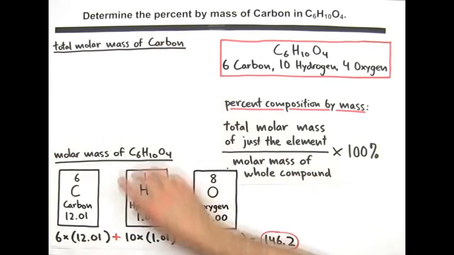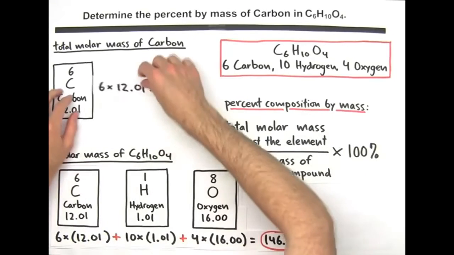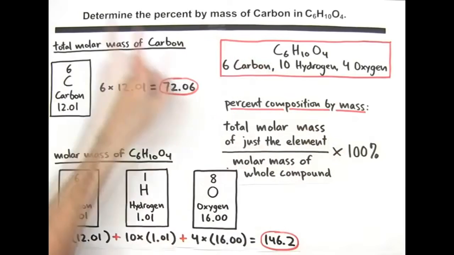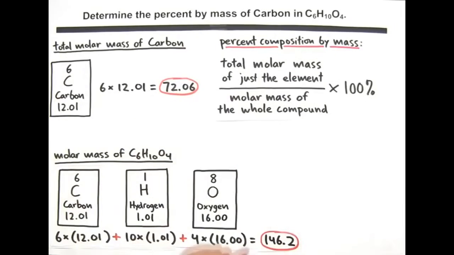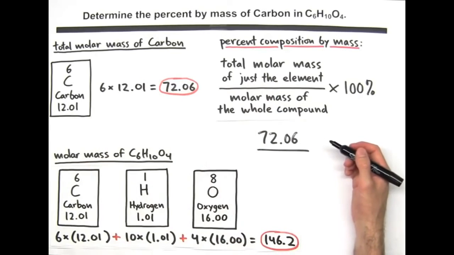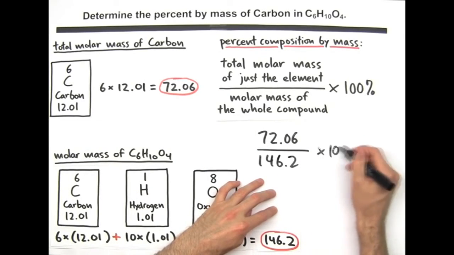Now when we zoom in on just the carbon, we see that we've got 6 carbons here. So we'll do 6 times 12.01, which is how much 1 carbon weighs, and we get 72.06, the molar mass of just the carbon. Now we'll plug these into the formula. We get 72.06 on the top for the molar mass of just the carbon, divided by the molar mass of the whole thing, 146.2 times 100%.